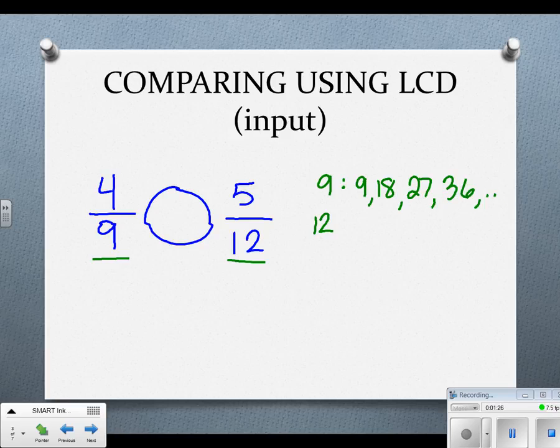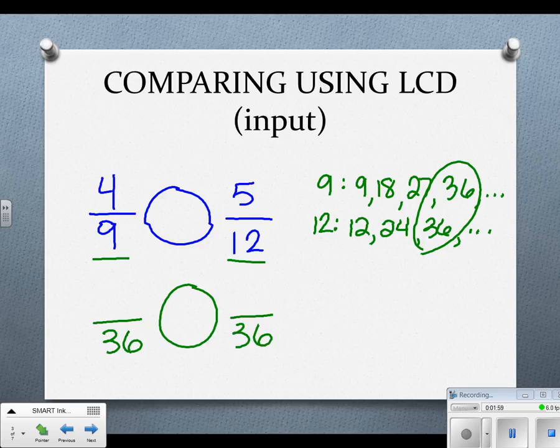Our multiples of 12, we have 12, 24, 36, and we see then that we have our common multiple of 36. So now what we're going to do is rewrite the problem so that their denominators are both 36, because we know that that's a common multiple of 9 and 12.